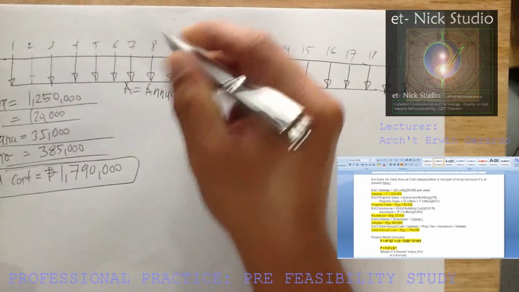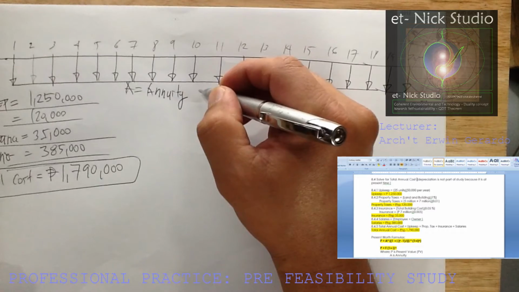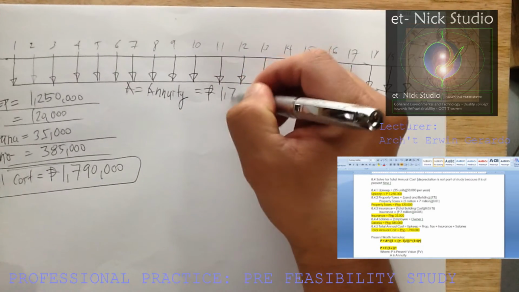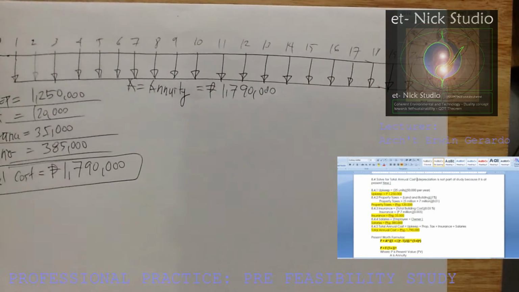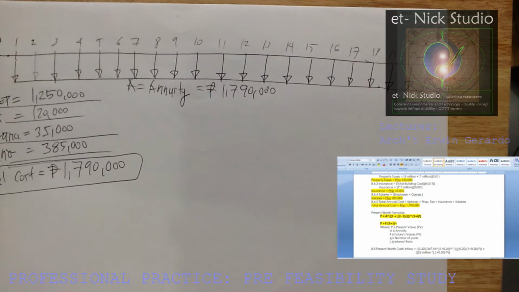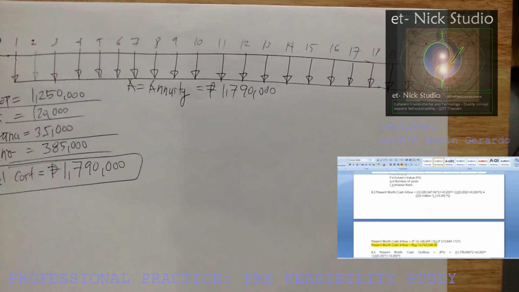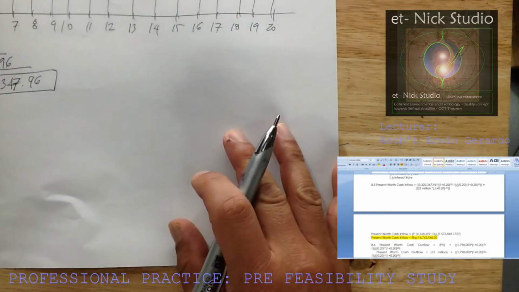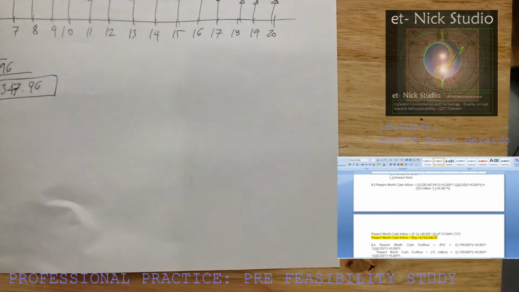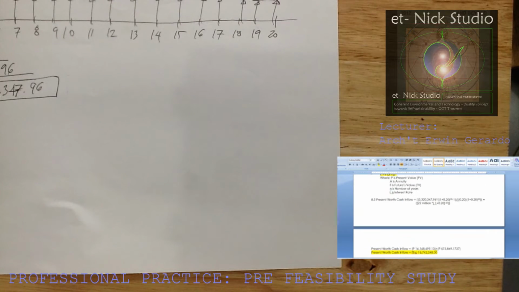So meaning, still, this is annuity. It is constant from the beginning or from 1 year up to the 20th year, which is actually equivalent to 1,790,000 pesos. Now, we are going to weigh the inflow against the outflow. So for the cash inflow, as what we have discussed a while ago, we are actually using two formulas to compute for the cash inflow.